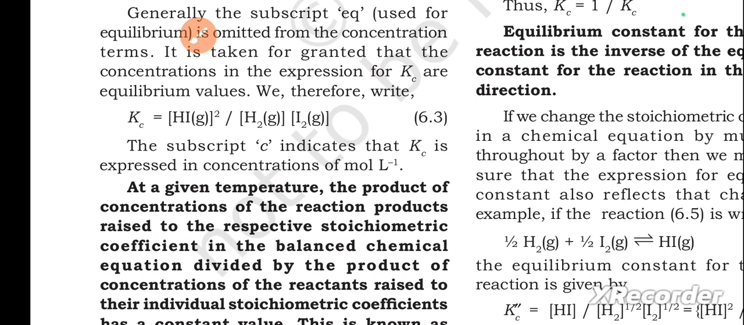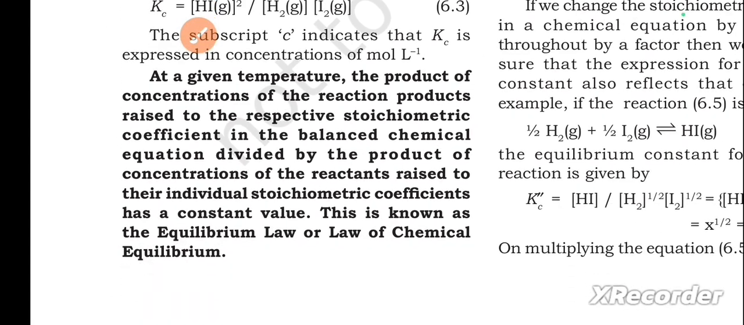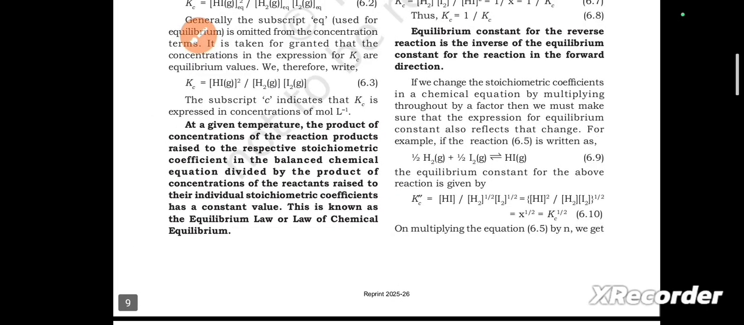At a given temperature, the product of the concentrations of the reaction products raised to the respective stoichiometric coefficients in the balanced chemical equation divided by the product of the concentrations of the reactants raised to their individual stoichiometric coefficients has a constant value. This is known as the equilibrium law or law of chemical equilibrium.